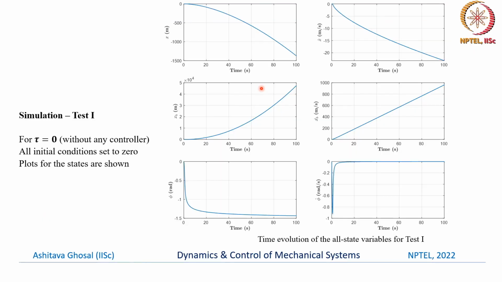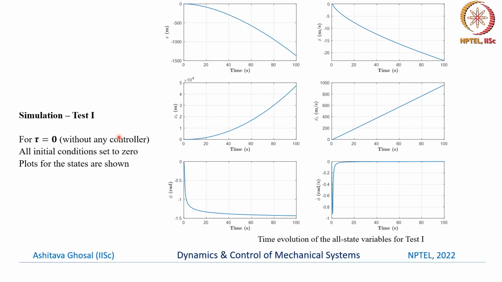Once we have set up the equations of motion and the PD controller, we can do several simulations. Here is one simulation in this figure. In the first simulation, we set tau equal to 0. So there is actually no torque, and there is also no controller. All the initial conditions are set to 0, and we plot the states, which are x, xb and phi.